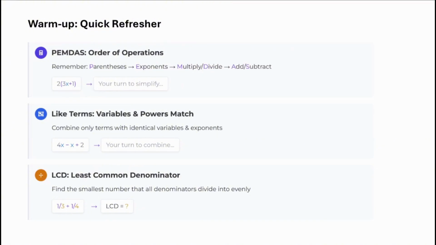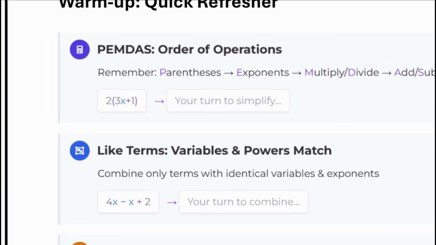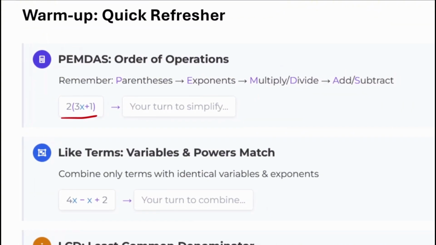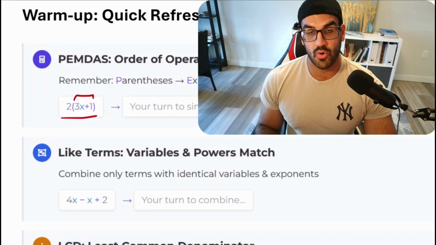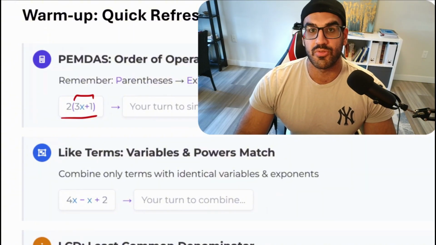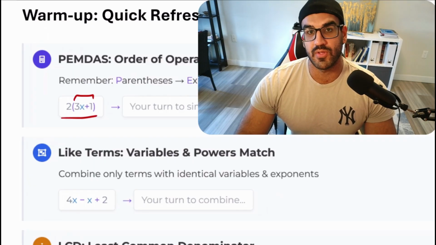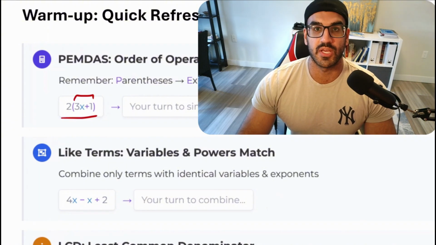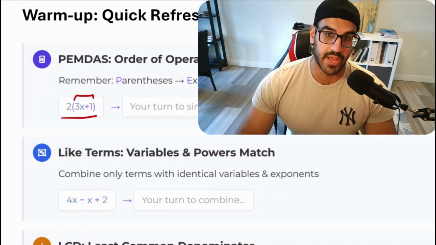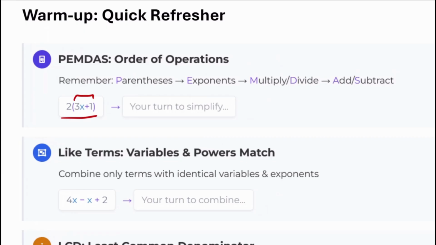For instance, at this point we can see I have 2 times (3x plus 1), and the question is how I can simplify this. The very first thing I have to do is the P, the parentheses. Right now I have to look at what's going on inside the parentheses. I have 3x plus 1. As you know about like terms and unlike terms, 3x and 1 cannot be combined together. Why? Because one of them has x, and the other one is just a number. So 3x plus 1 cannot be combined, and at this point we are going to leave it the way it is.